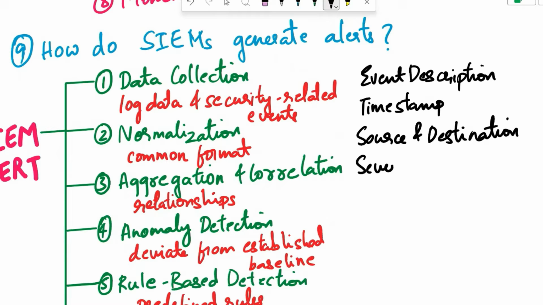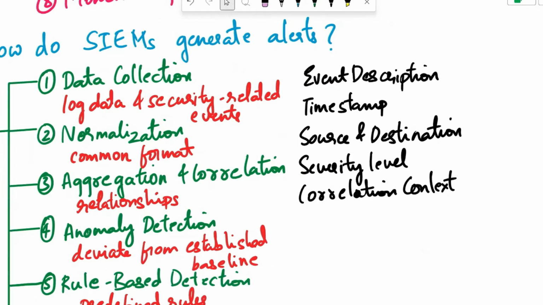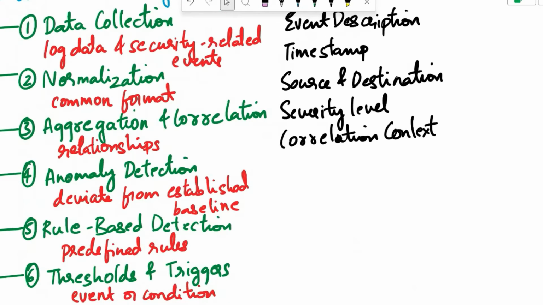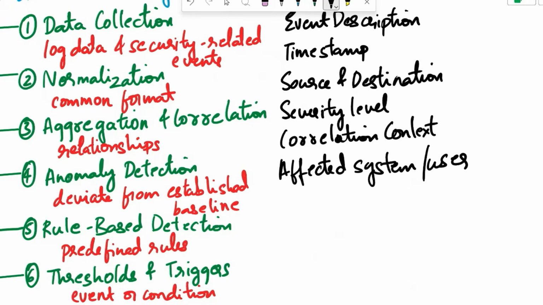Next is the severity level. This is an indicator of the severity or criticality of the alert, for example low, medium, high, critical. Next is correlation context. This is, if applicable, the information about correlated events that led to the alert being triggered. Then is the affected system or user. This is the details about the system, application, or user account involved in the event. Next is event category. This is the category of the event like login attempt, data access, malware detection, etc.